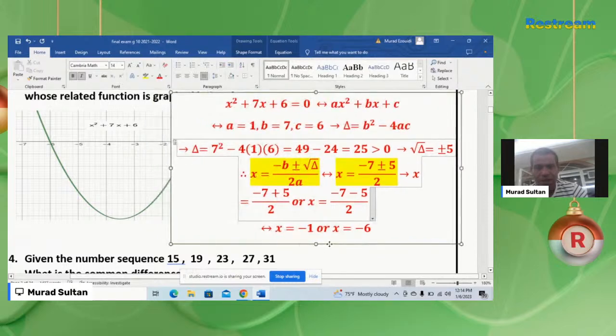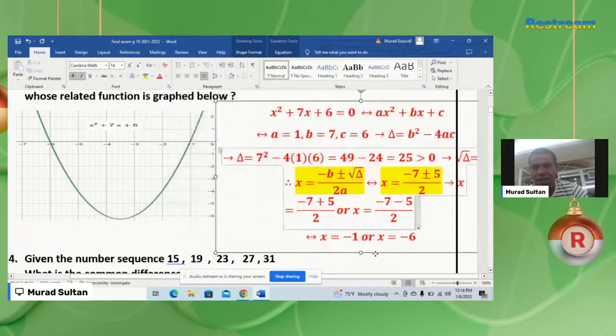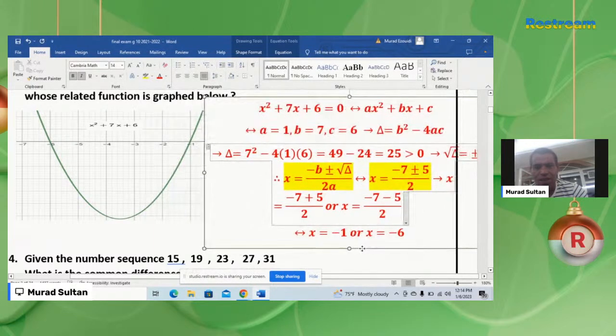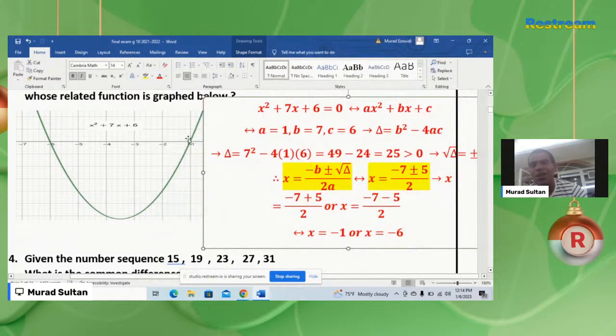Okay, and this is exactly how the curve looks. It cuts the x-axis at -1 and at -6. So these are the roots. Okay, now if we proceed to continue there, please check.